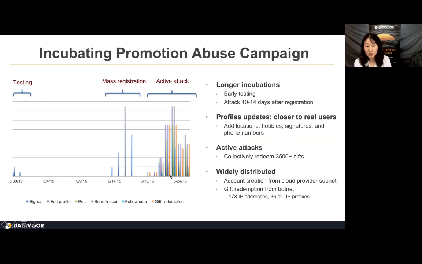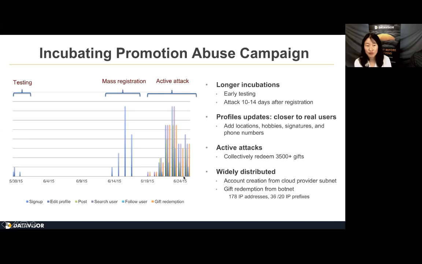Two weeks later, in late June, they start taking actions on these sleeper accounts. They start to add location, hobbies, signatures, and phone numbers, and then they connect with each other. And after that, they launch the attack. This attack collectively redeemed 3,500 gifts.